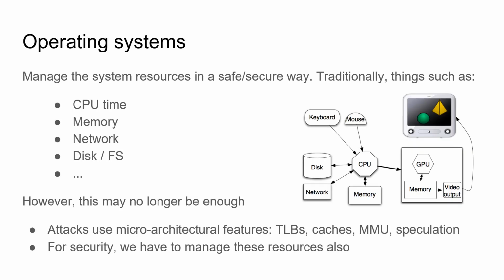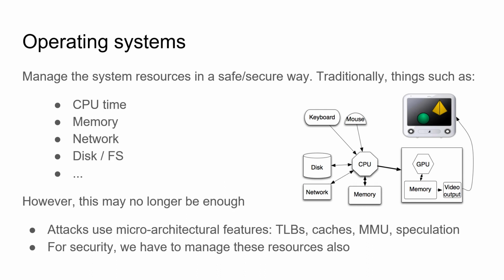And these operating systems, or these lowest levels of the software stack, are important because they manage the system resources in what is hopefully a safe and secure way. And the resources that I'm talking about are things like the CPU, how much CPU time you are getting, how much CPU time I am getting, the memory of the system, the network bandwidth, maybe the disk, the file system, partitioning particular areas of the disk for particular users, and so on.